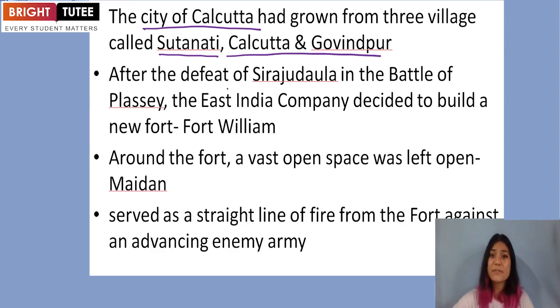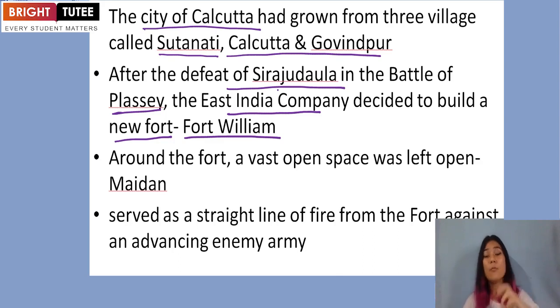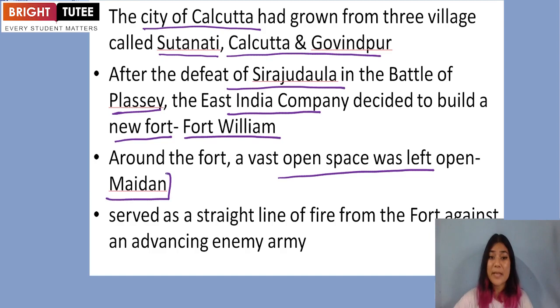Okay. After the defeat of Sirajuddaula, the native ruler in Bengal, in the Battle of Plassey, the East India Company decided to build a new fort, Fort William. So wherever the British went, after they won victory over the native ruler in a battle, they would first build a fort, a wall, for securing their settlement, for protecting themselves. And around Fort William, a vast open space was left open. Okay, a vast space was left open, and this space was called the Maidan. It was an open Maidan.